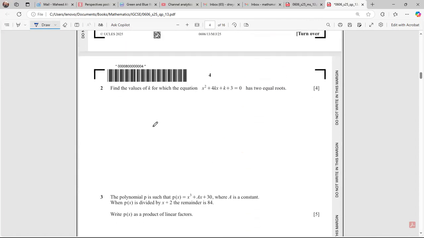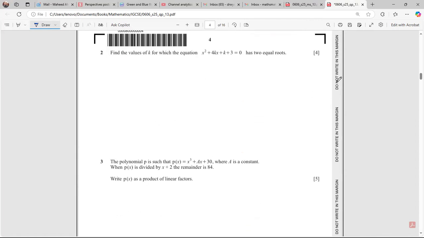Okay, let us do question number 2. It's also fairly simple. Find the values of k for which the equation has two equal roots. Remember, a quadratic equation has equal roots when the discriminant, that is b square minus 4ac, is 0. Remember, the solution of a quadratic equation is x is equal to minus b plus minus under root b squared minus 4ac divided by 2a. So if this part is 0, then both roots are the same.